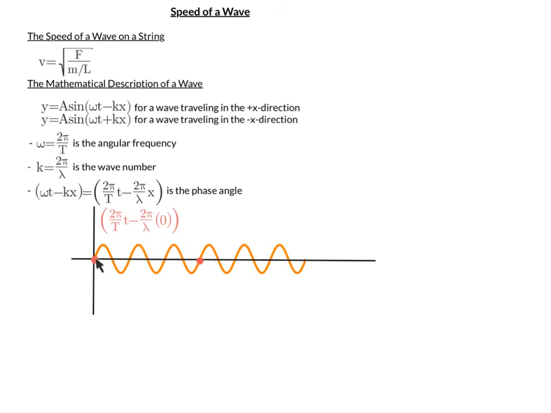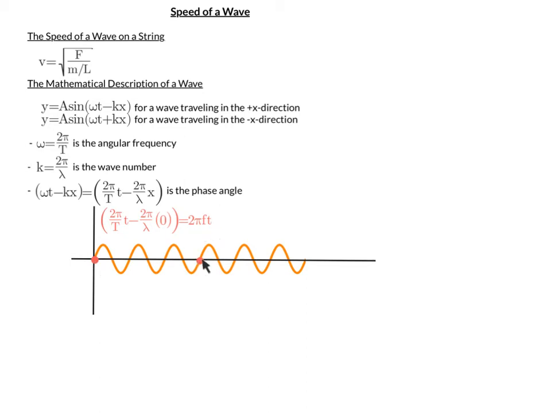When I look at the phase angle, 2 pi over period times time minus 2 pi over lambda times x, I notice that the x, which is a displacement from equilibrium, is actually 0 because it is at the origin. That means that we're left with 2 pi over the period times t, or 2 pi ft. So the point at the origin has a phase angle 2 pi f times t.